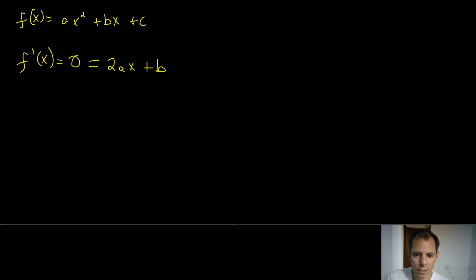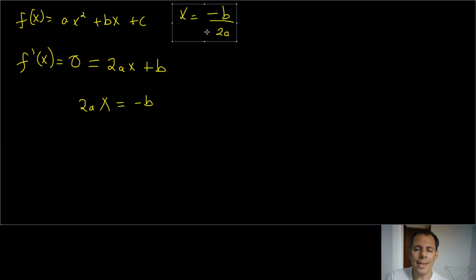So what is the x for this? Well, you see that 2ax equals minus b, so x equals minus b divided by 2a, okay? So whenever you have a quadratic equation and you set x equals minus b divided by 2a, you're going to find the x that has the minimum.